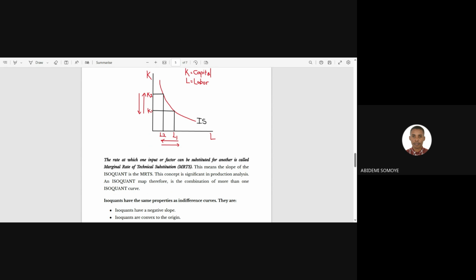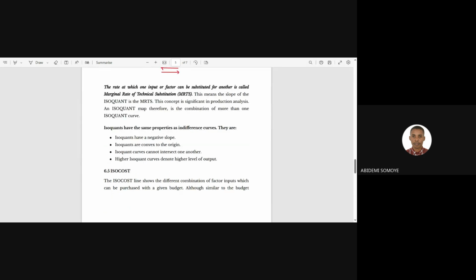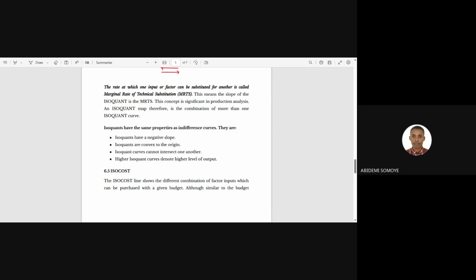This means that the slope of the isoquant is the MRTS, marginal rate of technical substitution. This concept is significant in production analysis. An isoquant map, therefore, is the combination of more than one isoquant curve. Just like you have indifference curves, these are the characteristics of an isoquant: negative slope, convex to the origin, cannot intersect one another. A higher isoquant indicates a higher level of output.